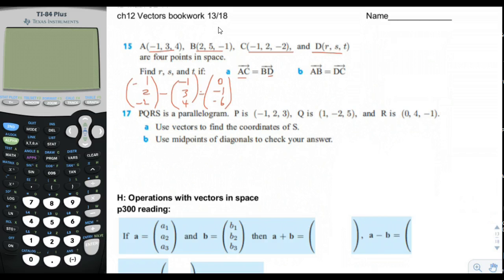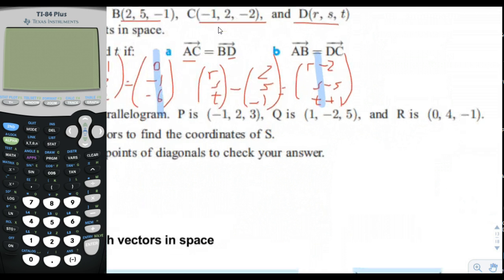And what about BD? BD would be vector D, RST, minus B, which would be 2, 5, -1. That would be R minus 2, S minus 5, T minus a -1, which would be T plus 1. So basically we're going to equate this with this. We're saying that those two are equal to each other.